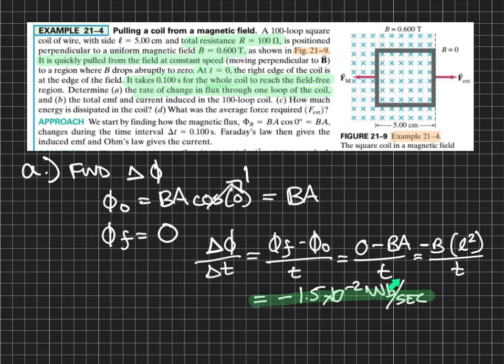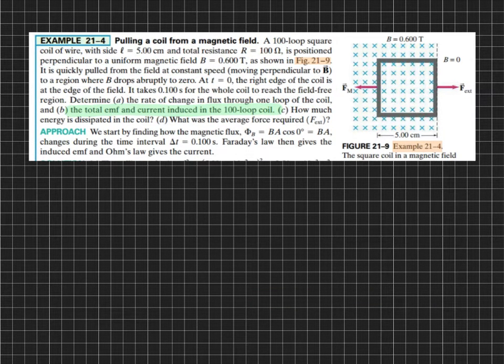Some key things in solving this: the magnetic field is already set up in the units that we need. Our length, we need to make sure we convert this to meters when we plug that in there, and time obviously is set up appropriately for us as well. The next thing that we'll do is work through B, which is going to first find the EMF, and then the current in the wire.